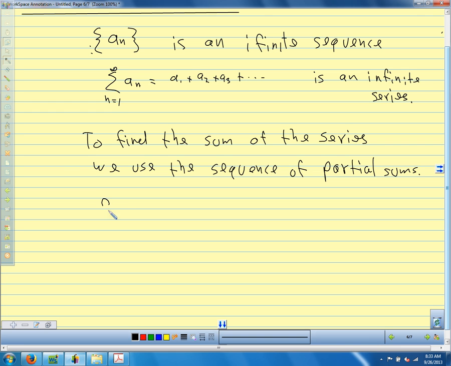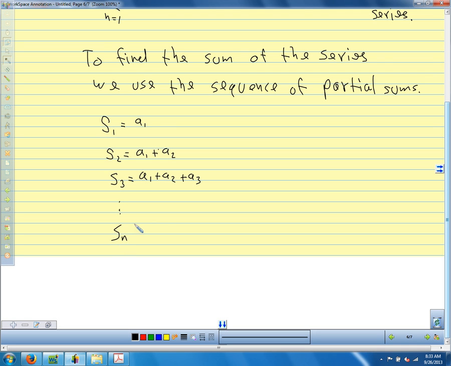So we're going to say the partial sum S sub 1 is A sub 1. The second partial sum, A sub 1 plus A sub 2. The third partial sum, we add three terms. So we get a sequence of partial sums, S1, S2, S3, all the way down to S sub n, where we're adding together n terms, dot, dot, dot, plus A sub n. So there's our sequence of partial sums. If the sequence of partial sums converges, then the series converges.